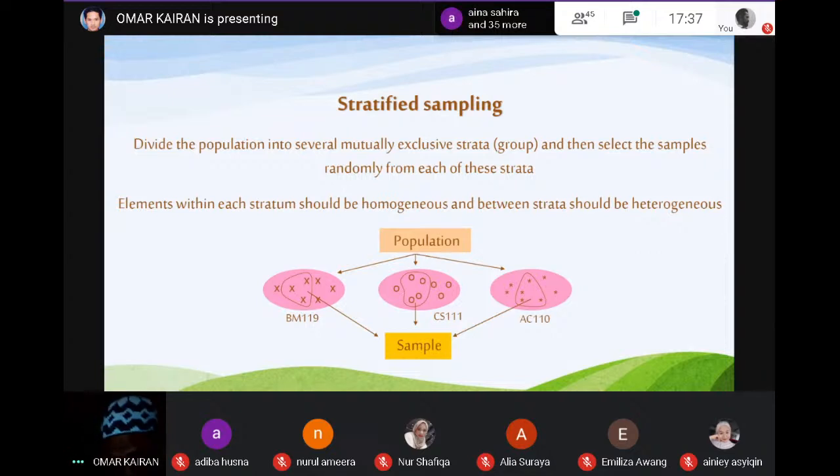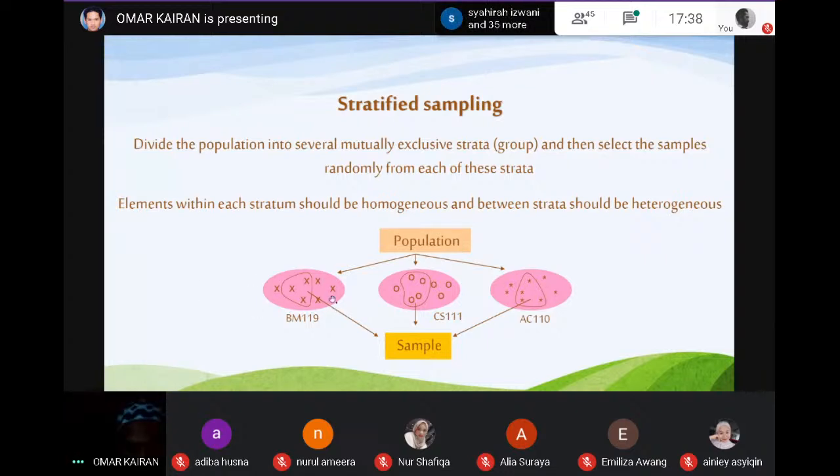So it means like this. Let's say you have a large population, for example in the thousands. But in that 1,000 population, the population can be grouped into different groups. So we can group them into different groups, and each group has different characteristics.